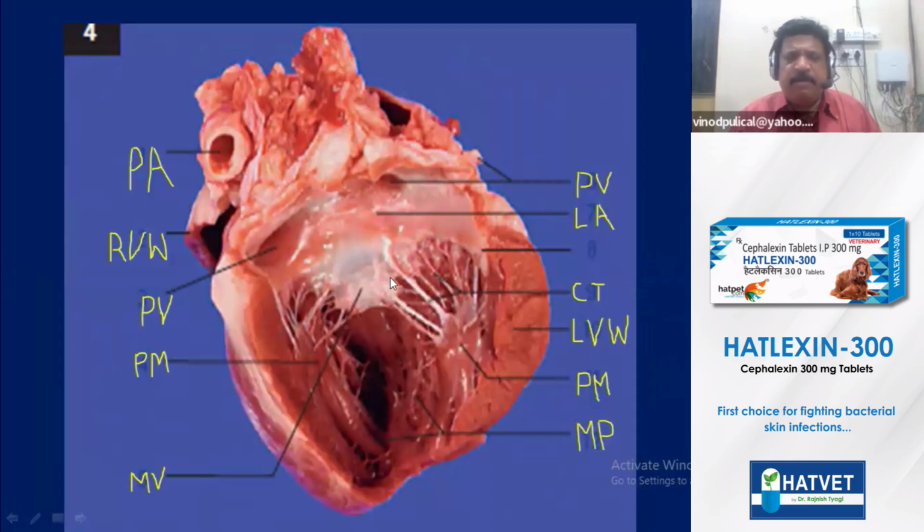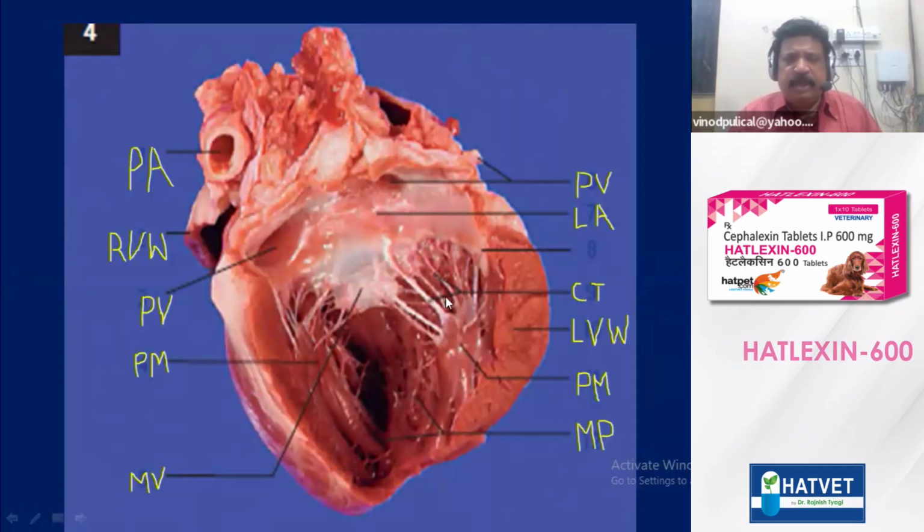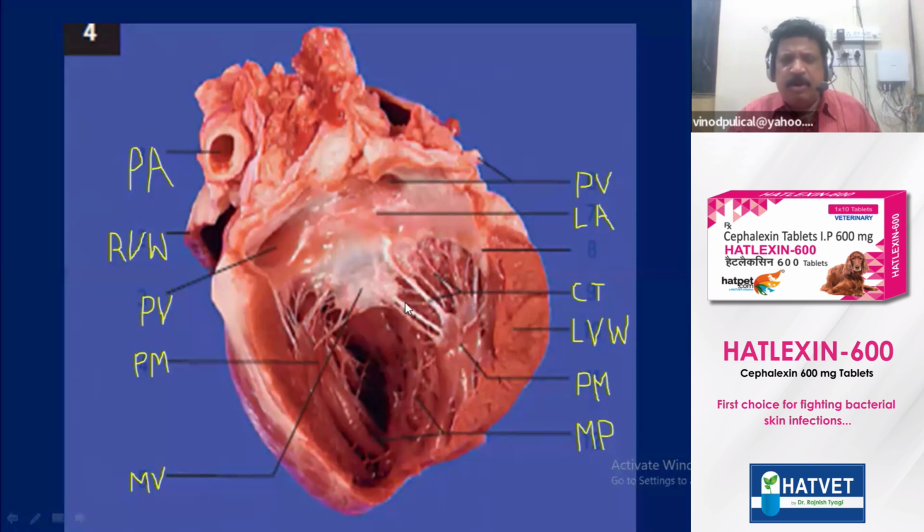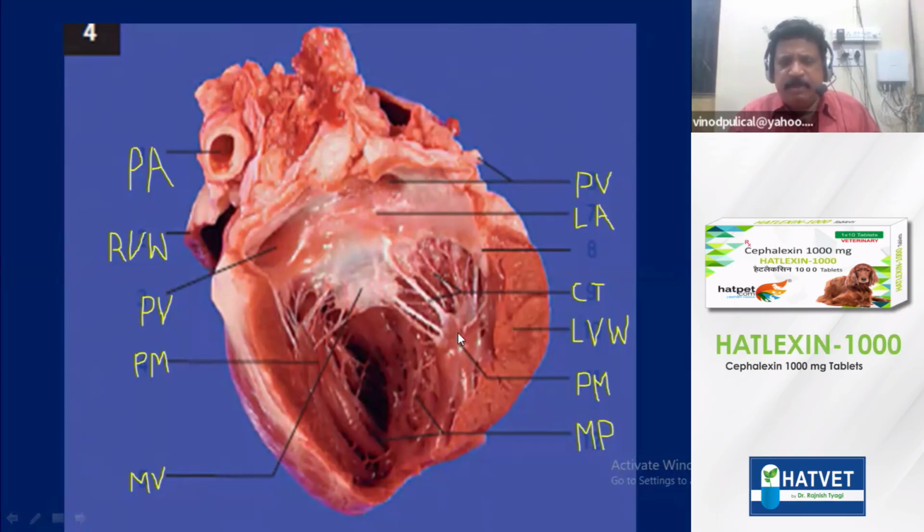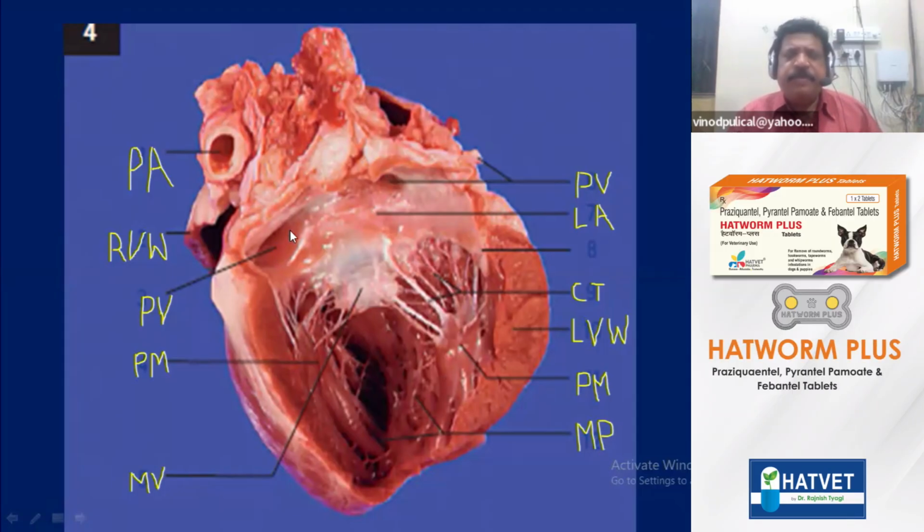This again is cut open, and this is the left ventricle. This is the left ventricular wall. You can see the chordae tendineae. You can see the mitral valve, the leaf of the mitral valve. You can see the muscular pectinate. You can see the pulmonary valve. You can see the pulmonary valve which opens into the left atrium. You can see the pulmonary artery here.